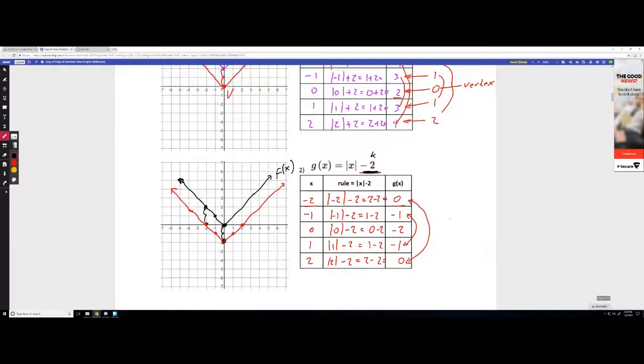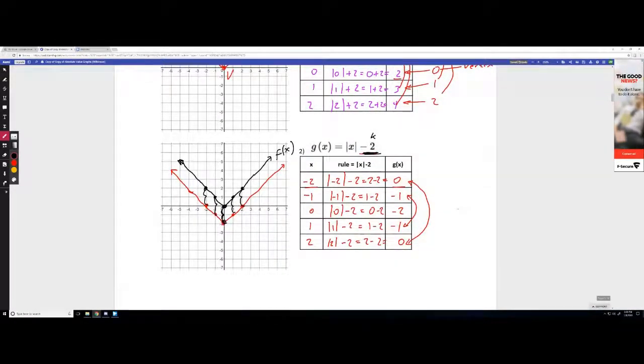1, or negative 1, comma 1, but it decreases by 2. 0, comma 0, but it decreases by 2, so 0, comma 2, decrease by 2. And that happens with all the points, okay? It shifts everything down.